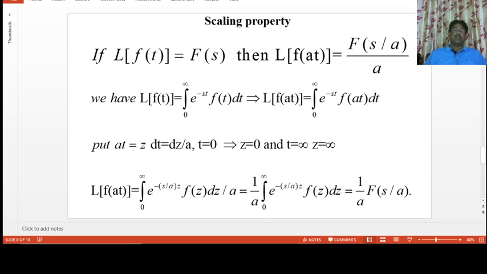You know that in substitution it is. Therefore, L of f of a t is equal to the integral from 0 to infinity of e to the power minus (s by a) into z, f of z, with dt equal to dz by a. That 1 divided by a we can take outside, and you have to write the integral from 0 to infinity of e to the power minus (s by a) into z f of z dz. Now, with this 1 upon a outside and again using the definition of Laplace transform, that integral can be written as F of s by a.